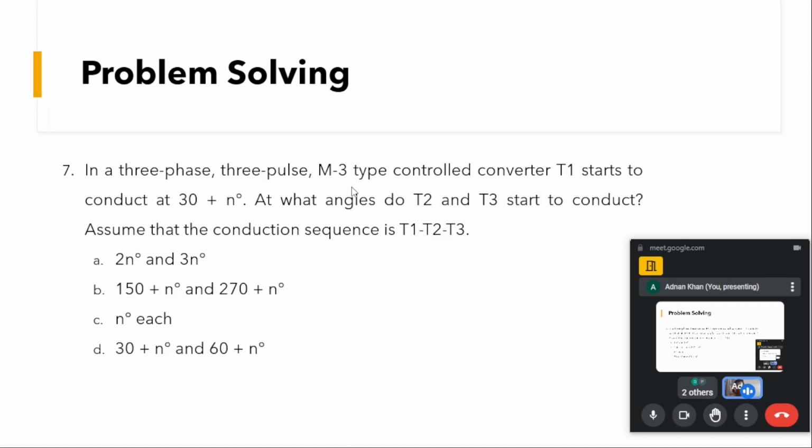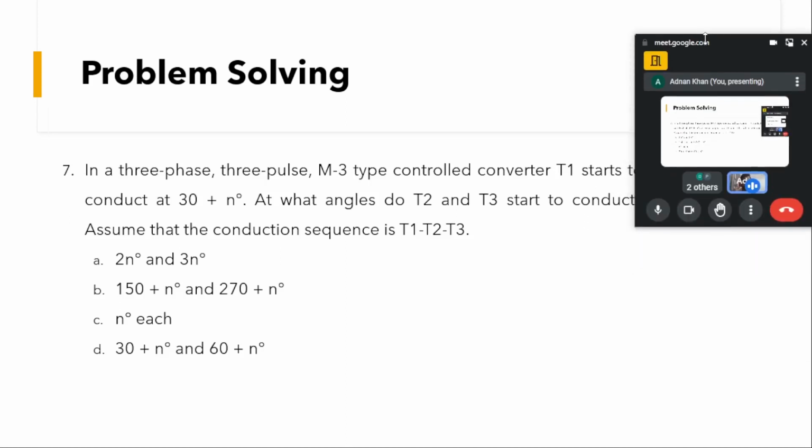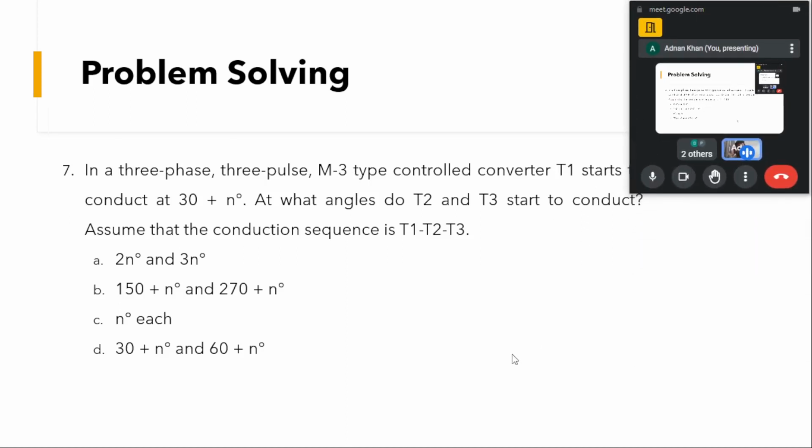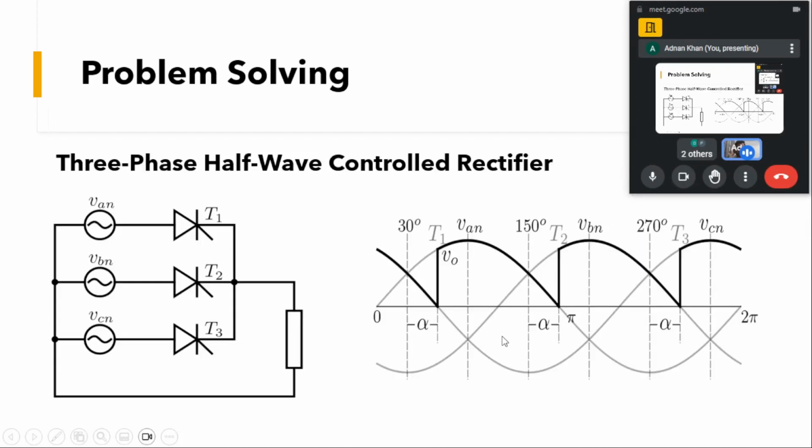Here what is given is an M3 type of controlled converter. This means we only have three devices. That means in a three phase system we are having only three devices. Therefore, this is a half wave converter. You can say that it is a three phase half wave converter. Now we'll see the waveforms of this half wave converter, and come to the solution of this.